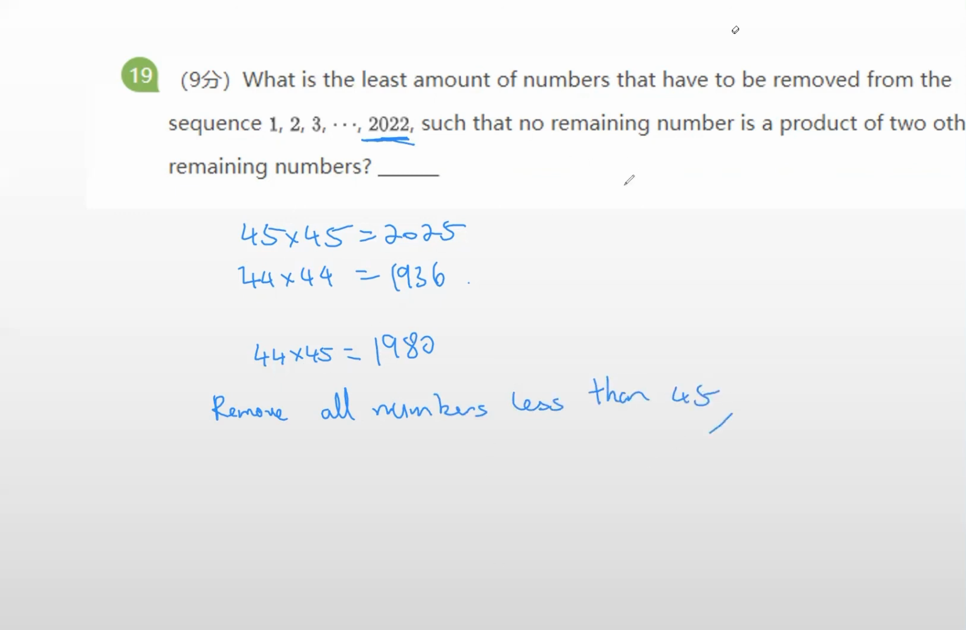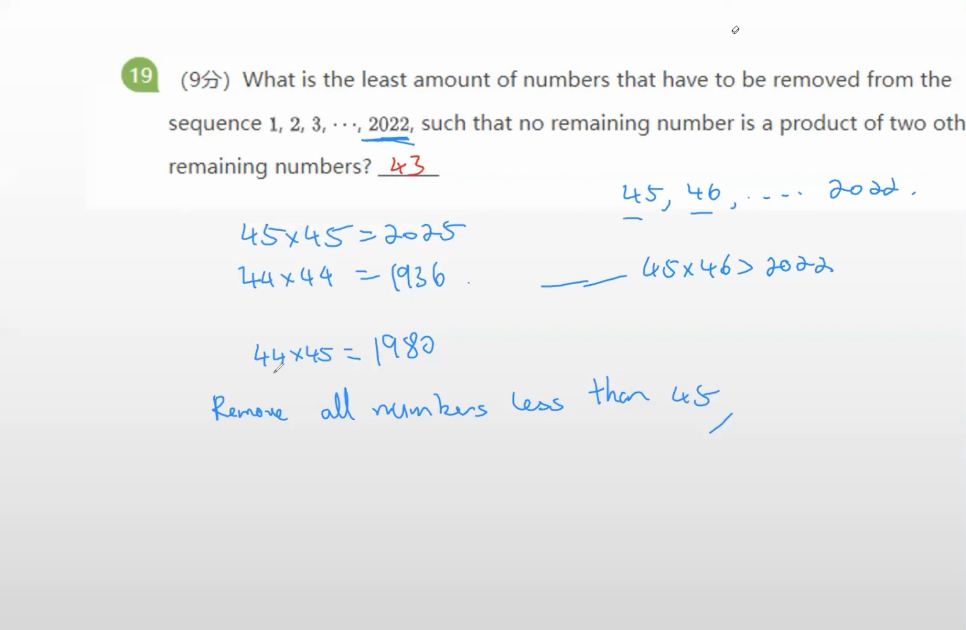Then our sequence is going to be 45, 46, up to 2022. You can check the two smallest numbers, 45 times 46, is definitely greater than 2022, because 45 times 45 is 2025. So we remove the numbers less than 45, and all the remaining numbers have a product greater than 2022. And remember, is the answer 44? The answer is it's not 44. The answer is going to be 43.